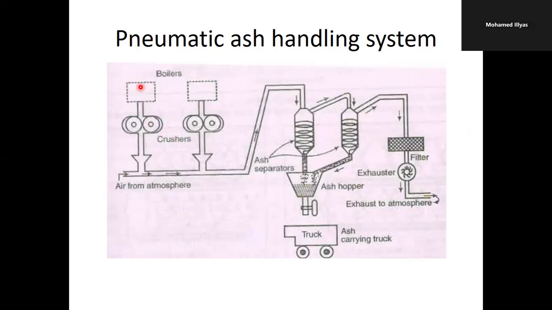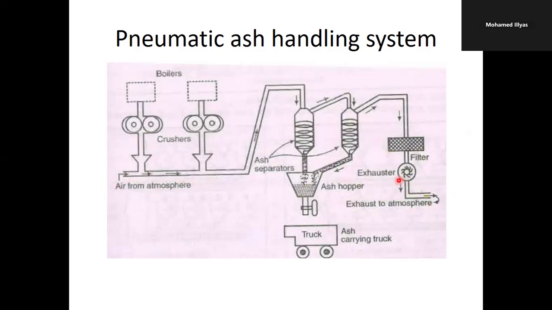The ash at the bottom of the boiler from the furnace will be taken and supplied to the crusher. In the crusher, because we'll be having some solid ash, that will be crushed and converted into a powder form, and that will be connected to a flow line. That flow line in turn is connected to the exhaust fan.